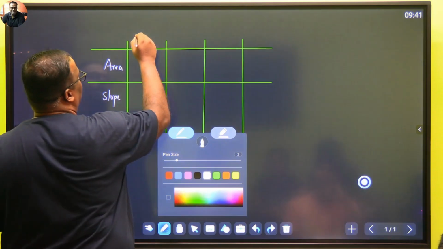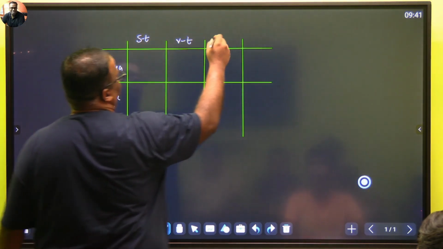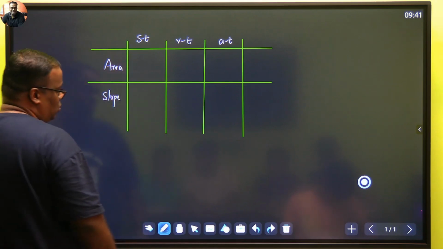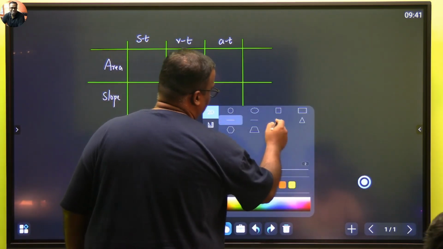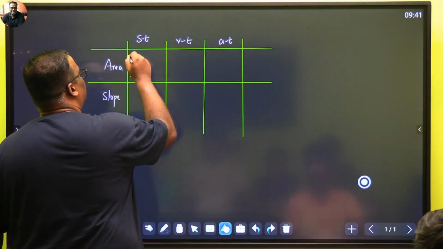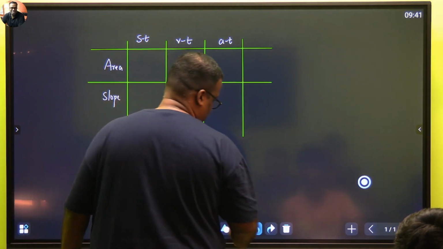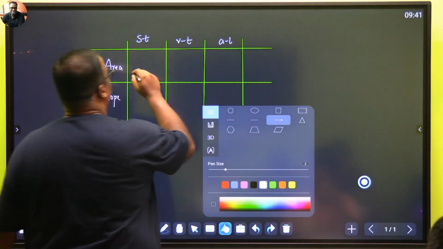Okay, area and this. So let's write our graphs out here. ST graph, VT graph, और ये क्या हो जाएगा, AT ग्राफ. ठीक है ना. आप सुंदर से बना के भी रख सकते हैं ग्राफ को अच्छा करने के लिए. आइए सुंदर से बना के रखते हैं.